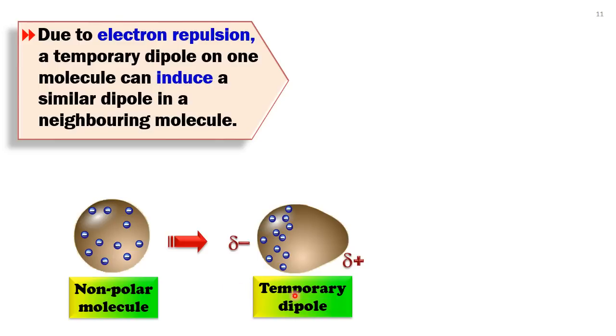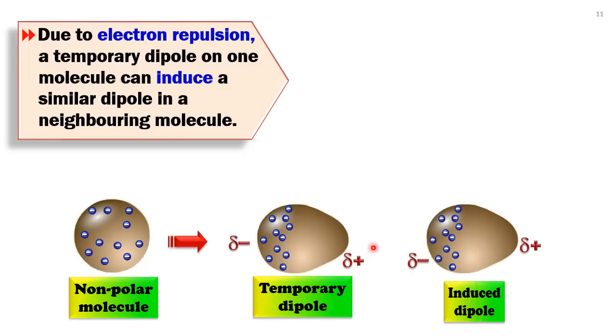In this diagram, you can see how a nonpolar molecule transforms into a temporary dipole molecule due to the random movement of electrons, which has just been discussed in the previous slide. Once a temporary dipole molecule forms, when another nonpolar molecule comes near to this molecule, this temporary dipole molecule will induce a similar dipole in the nearby molecule. So the nearby molecule now becomes an induced dipole molecule.